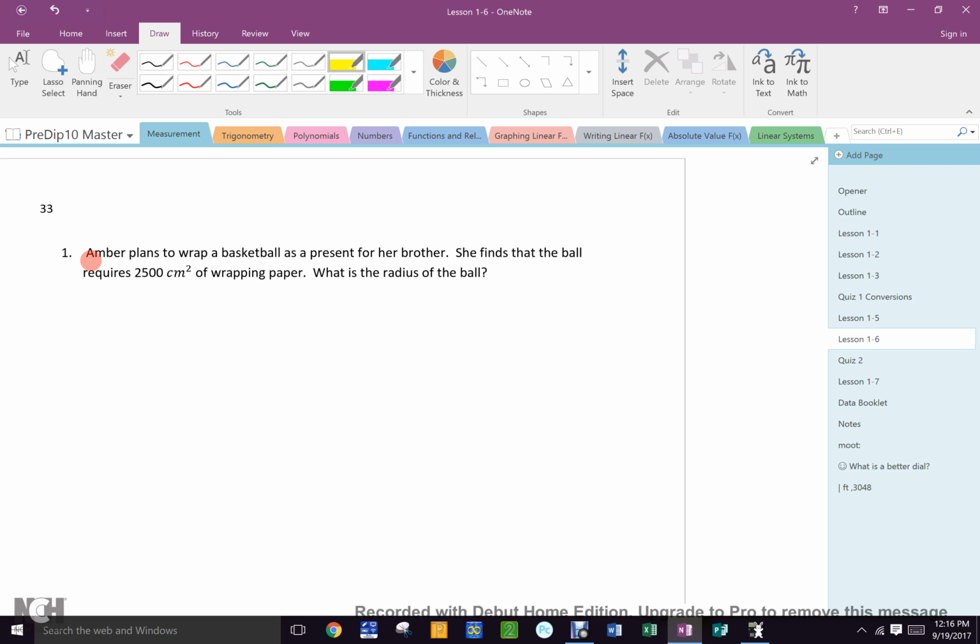But we have practiced that so much. I am using this question to actually practice your algebra, because you know how to do a formula, right? Since we're dealing with the surface area, why is it the surface area? Because wrapping paper goes around the outside of the basketball. So I must be doing the surface area of a sphere, which is 4 pi r squared.